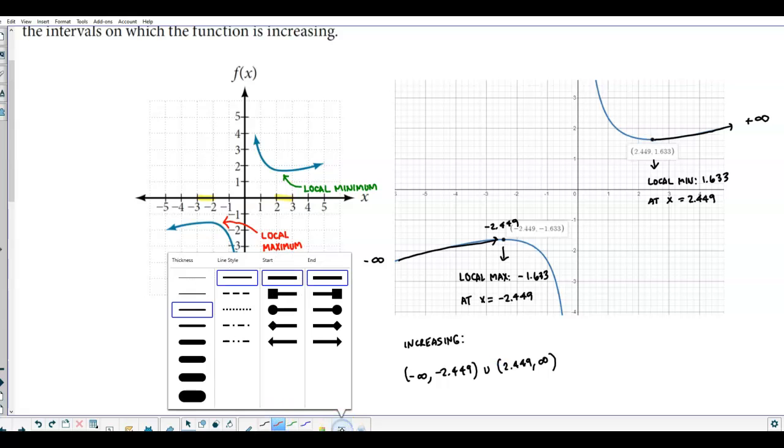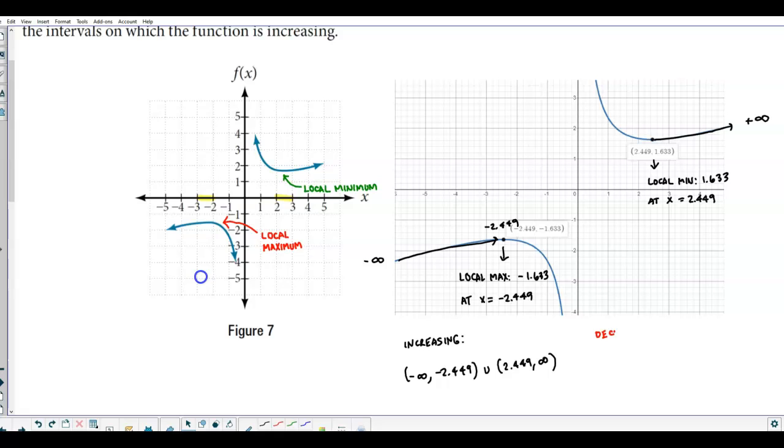Now, where is it decreasing? We can see here that it's decreasing on this interval. So it is decreasing from -2.449 to 0. And then from here, it's decreasing from 0 all the way to 2.449. And again, that's because we read it from left to right.